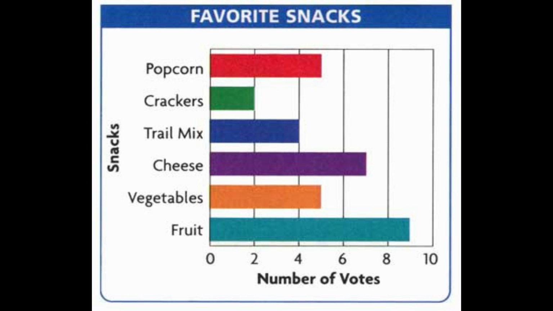So if you're looking at this and you're trying to read it, you can see that the trail mix bar is dark blue and that the trail mix bar votes go all the way up to the 4 line, which means that 4 kids voted for trail mix as their favorite.